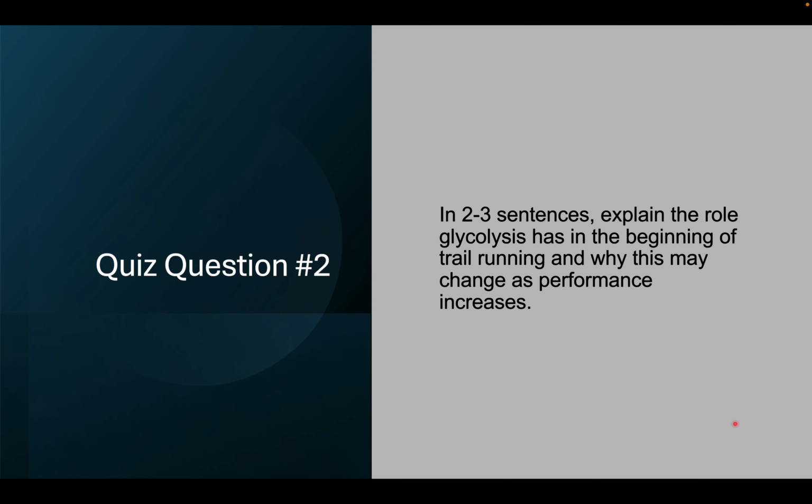This leads us to our second quiz question. In about 2 to 3 sentences, I want you to explain the role that glycolysis has in the beginning of trail running and why this role may change as the performance of trail running increases. You can use the previous slides to help, and you can also use our lecture slides. What I recommend is also including what metabolites increase or decrease to show that there has been a change from glycolysis to a separate pathway.